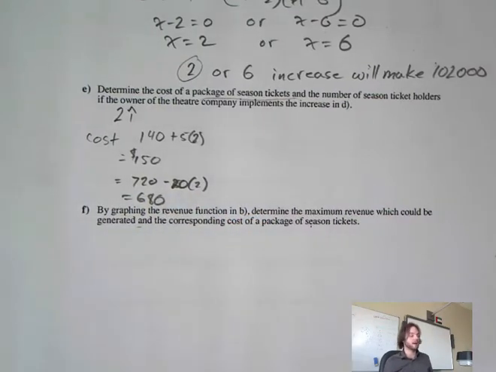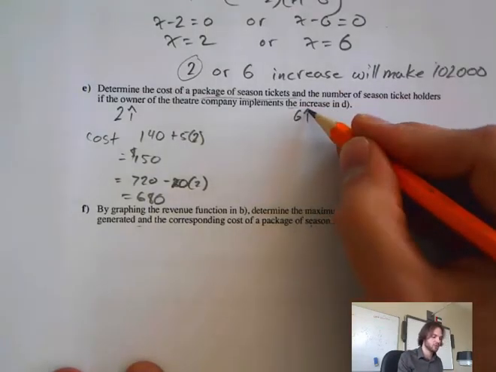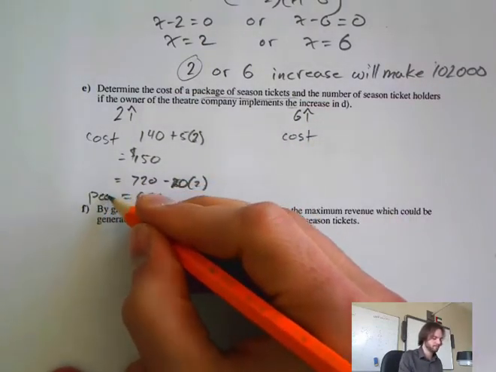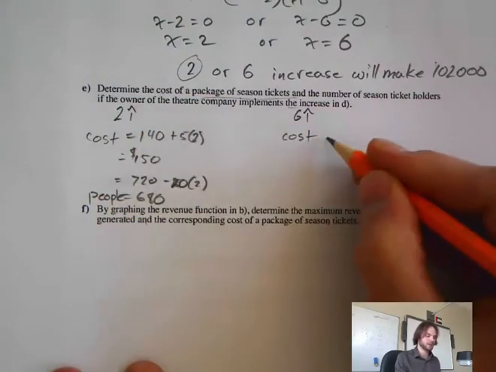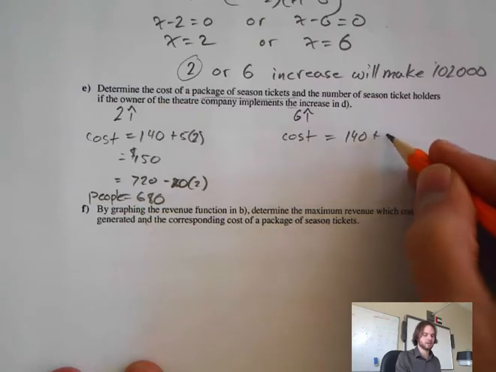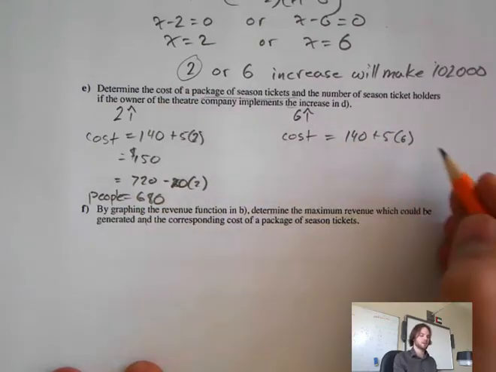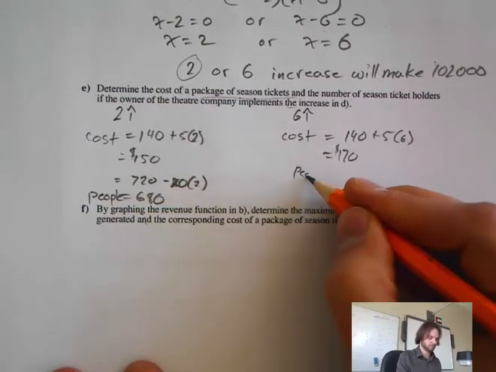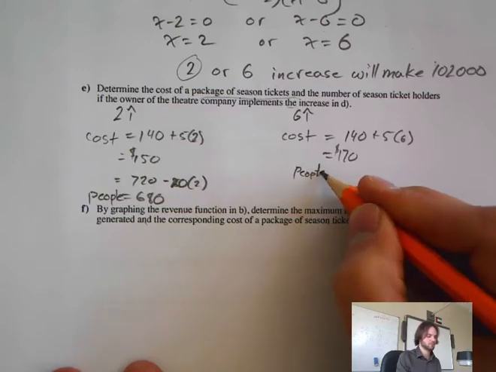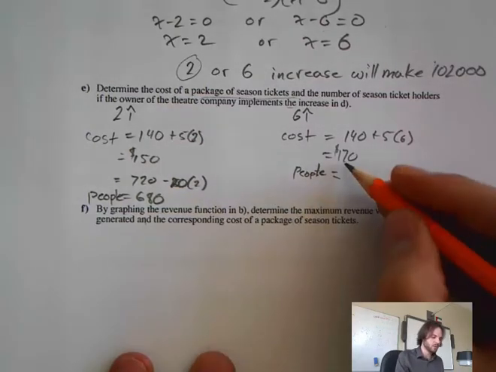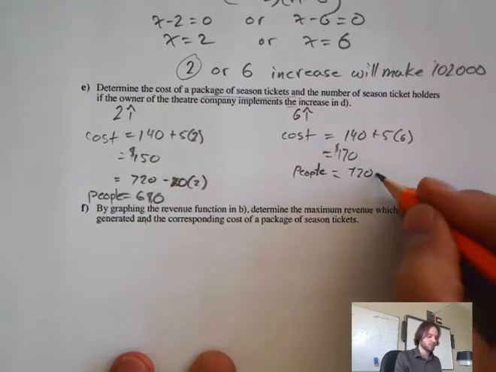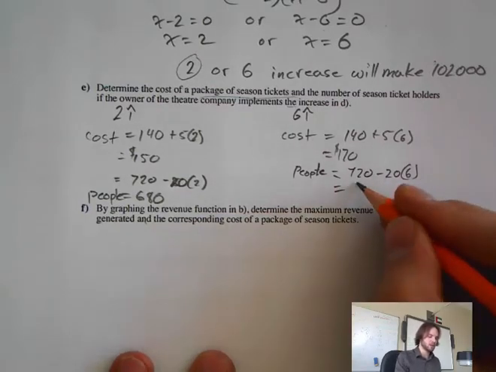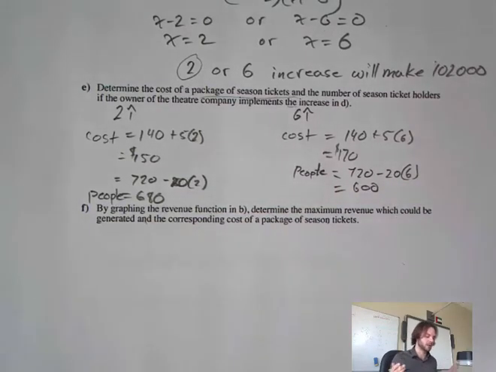Now, let's take a look at the next one. If we have 6 increases, my cost is equal to 140 plus 5 multiplied by 6, so that's going to give me $170. Now, tickets, I should say tickets, not people, is going to be 720 minus 20, 6 times, which will give me 600 tickets sold.